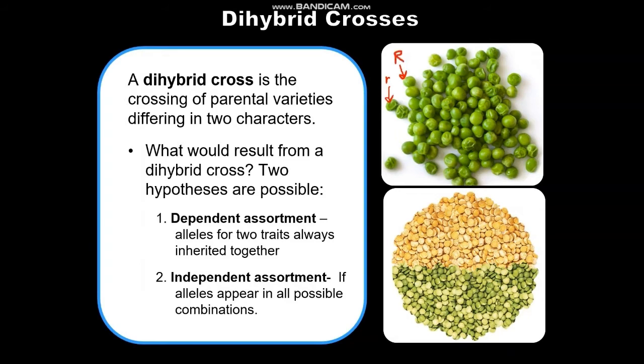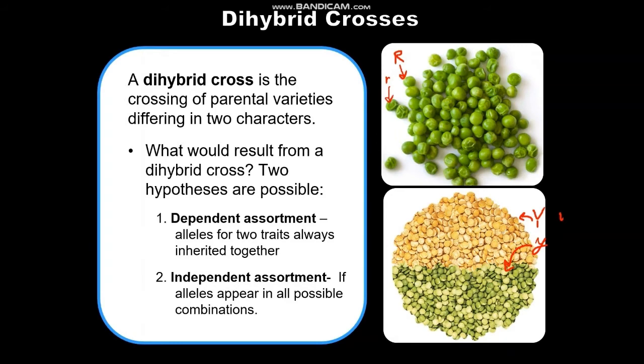For color, yellow is the dominant form and green, which I'll give a lowercase y, is the recessive form. Remember, for the same trait, use the same letter just in different capitalizations. So you don't do y and g for yellow and green, you do capital Y and lowercase y.